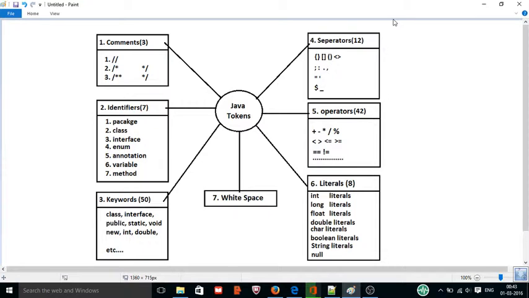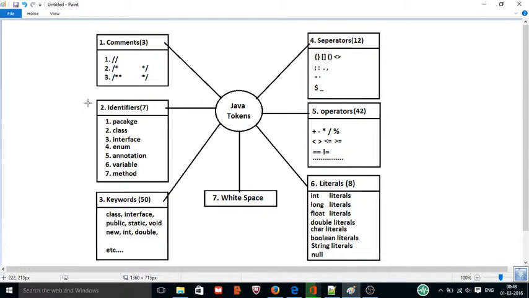As this diagram shows, there are different types of Java tokens. The first one is comments, the second is identifiers, the third is keywords, the fourth is separators, the fifth is operators, and the sixth is literals. You are very familiar with all these tokens. Why am I discussing them? Because we are mainly concerned with the identifiers over here.